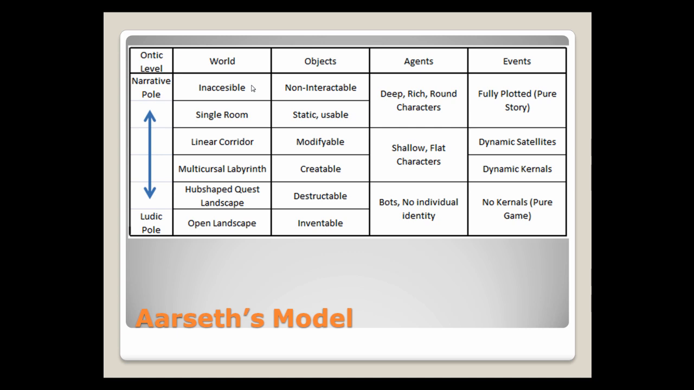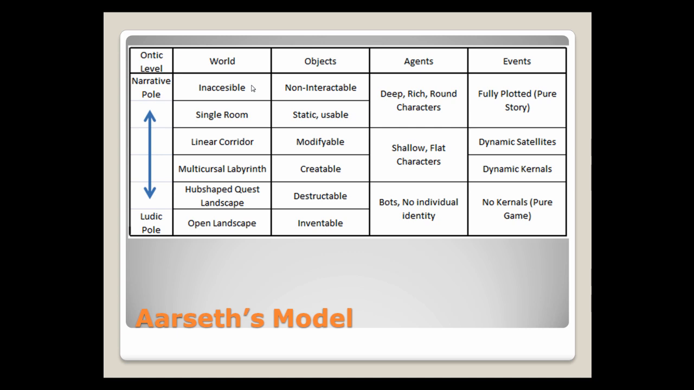So finally, events. This is split into 4 different types. Fully plotted, which is a pure story, so you might get a lot of cutscenes, things like that. At the other end of the spectrum is no kernel, which is pure games such as Pac-Man. It might have what some people might call implicit narrative, but some people argue that that isn't a thing and it doesn't really count, such as Aarseth. And then in the middle we've got dynamic satellites and dynamic kernels.